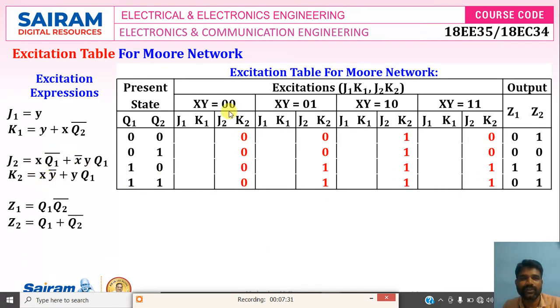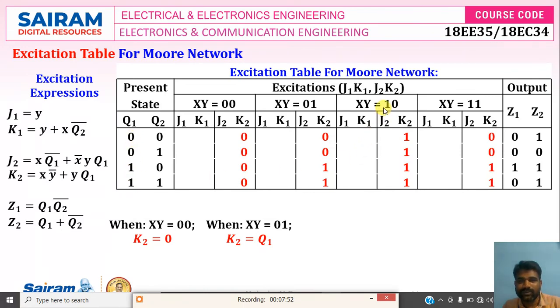Similarly, K2 in this expression. So substitute xy is equal to 0, 0. First term is 0, second term is 0. So it is always 0. And similarly, when you substitute 0, 1, first term is 0, second term is present, Q1. So same as Q1.